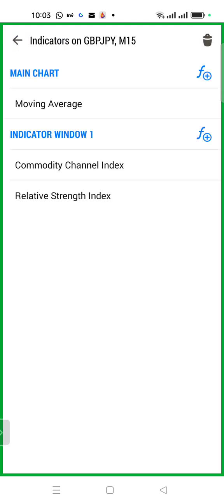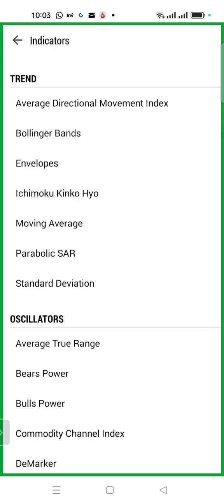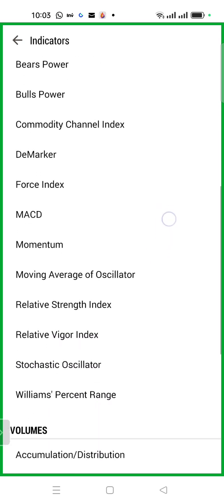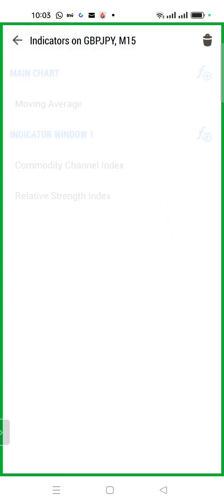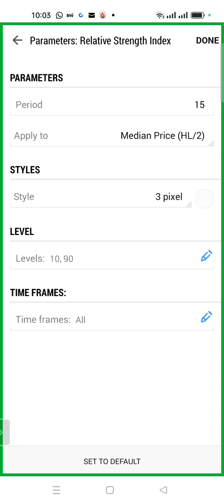Then the last but not the least is the Relative Strength Index. So you click here to add the Relative Strength Index. Click on this F sign plus, then add RSI. Come to where RSI is and click on it, and it will appear here. Now you do these settings. Look at the settings. The period is 15. Apply to median price HL2. Please note, median price HL2. Then style.